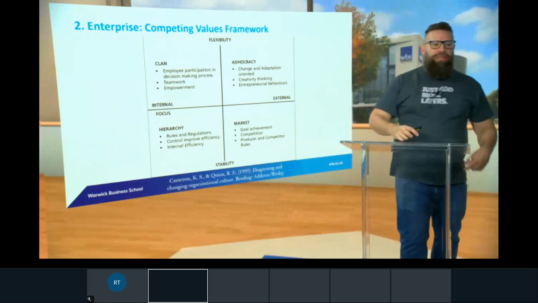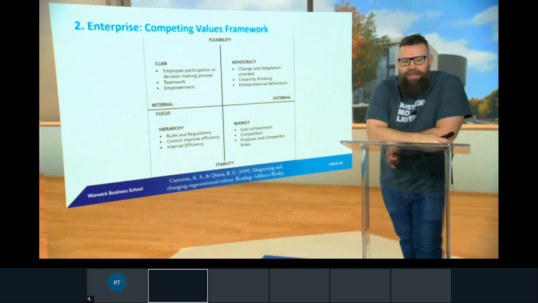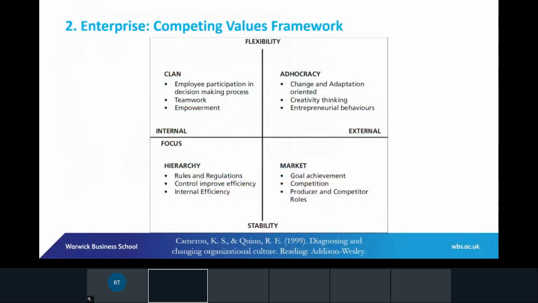Model number 2, Cameron and Quinn's competing values framework. They similarly draw across 2 axes, but they're drawing against, is the focus of the company internal or external? Is it more about internal processes, or is it more about external products that we're releasing out there? And then the other axis, the y-axis, relates to how flexible the culture is and how stable it is.